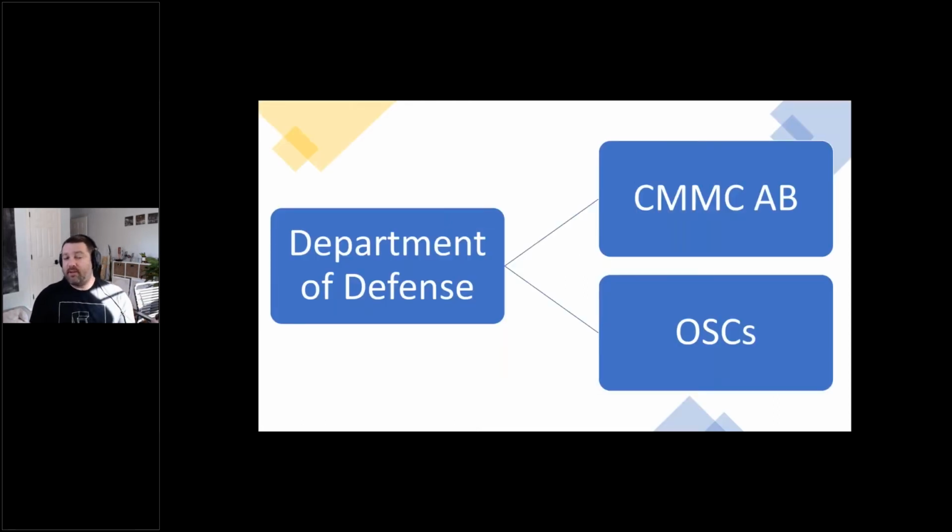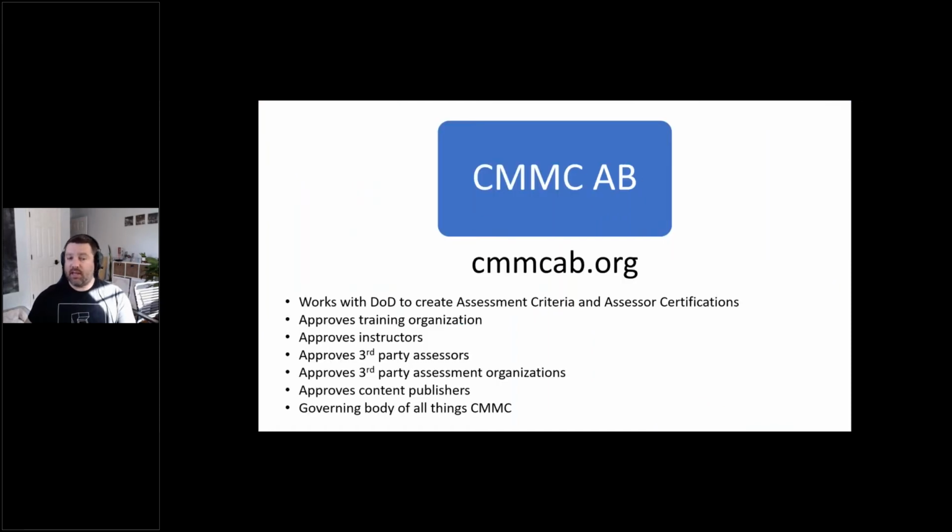Now, the Department of Defense oversees the OSCs. That is their defense industrial base. That is their supply chain. They also oversee the CMMC Accreditation Board. The CMMC Accreditation Board, cmmcab.org, is a potential not-for-profit organization that is guiding the adoption of this certification. They have worked with the Department of Defense to create the assessment criteria and certifications for assessors who will be going into the OSCs and doing the assessments.